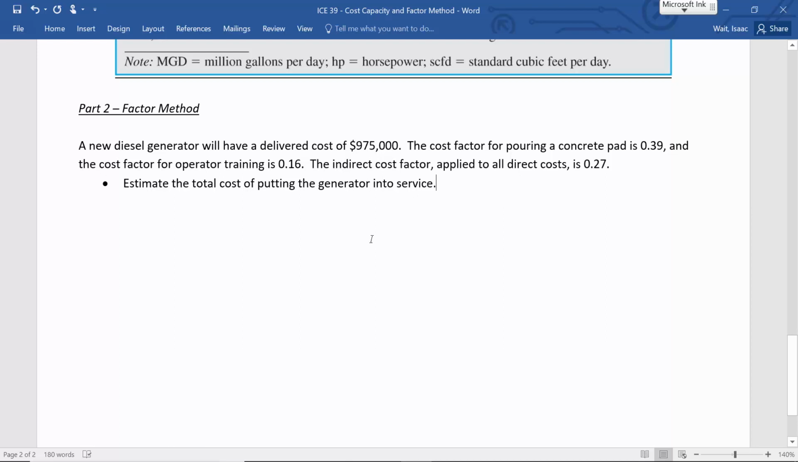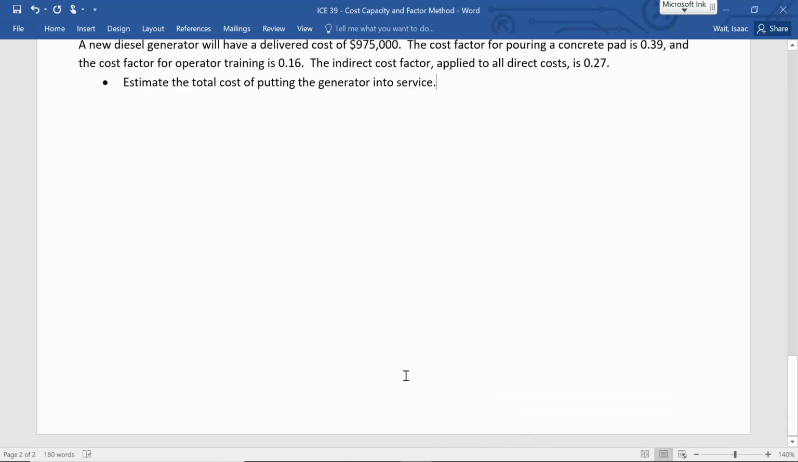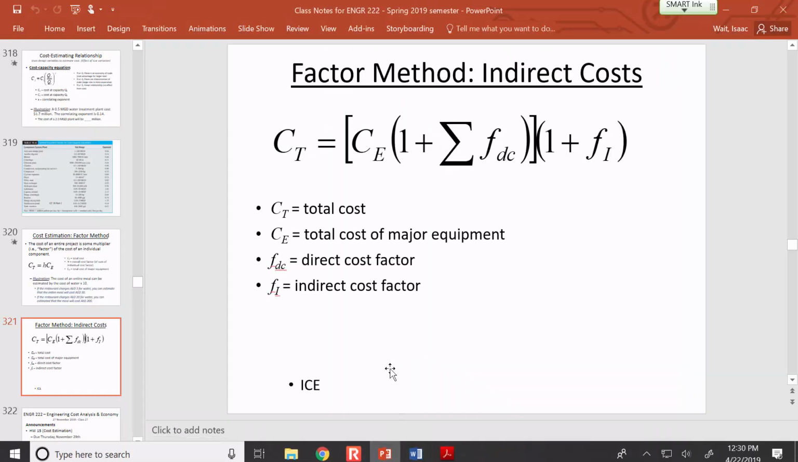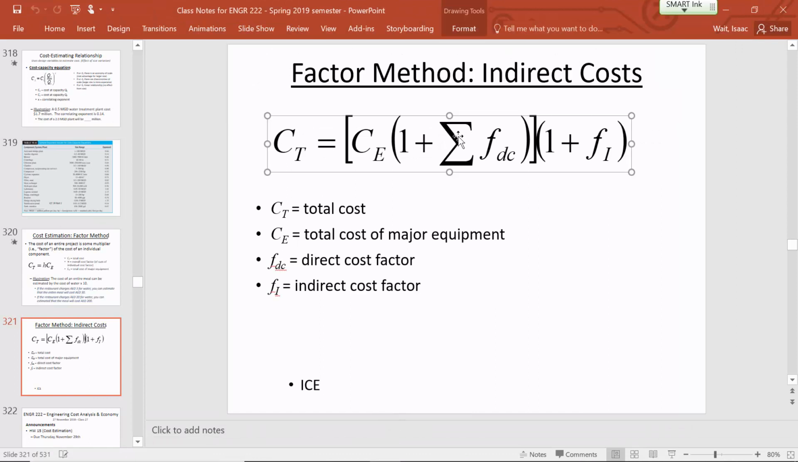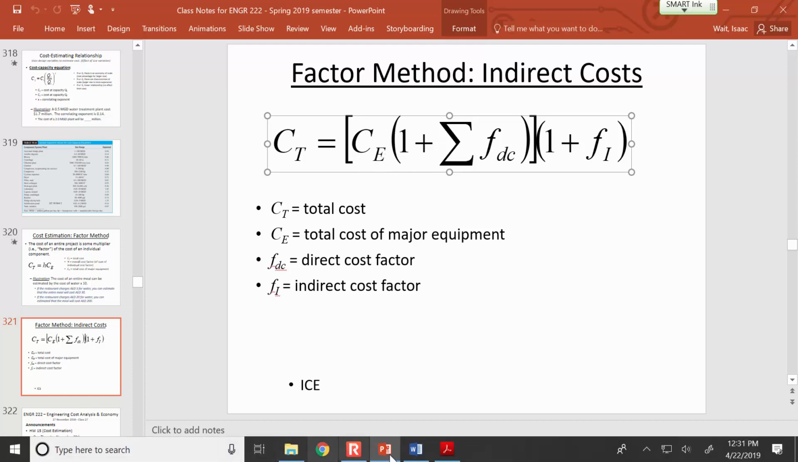All right, so on this factor method example, what you need to do is apply this equation where you've been given an indirect cost factor and the direct cost factor for two pieces that are besides the major equipment. So the 1 in this equation is taking into account the cost that's known, in our case the generator, but then you also add the direct cost components as well.